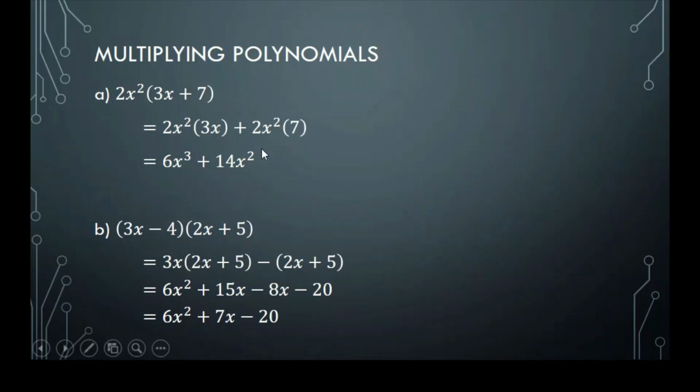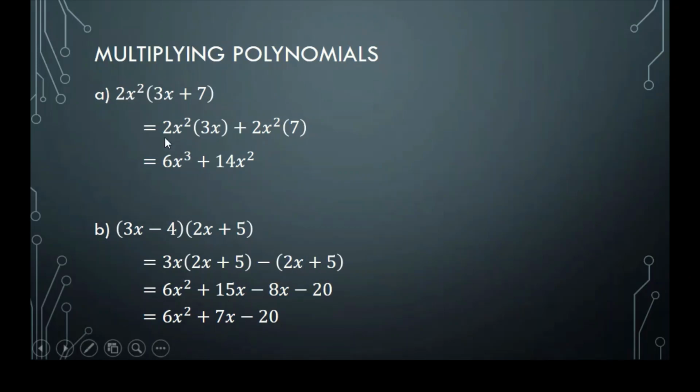Multiplying polynomials. To multiply polynomials, we open a bracket and multiply each term by the term in front. For example, we have 2x squared multiply 3x plus 7. First we multiply 2x squared with 3x, and then we multiply 2x squared with 7. So we multiply every term inside the bracket by the term outside.